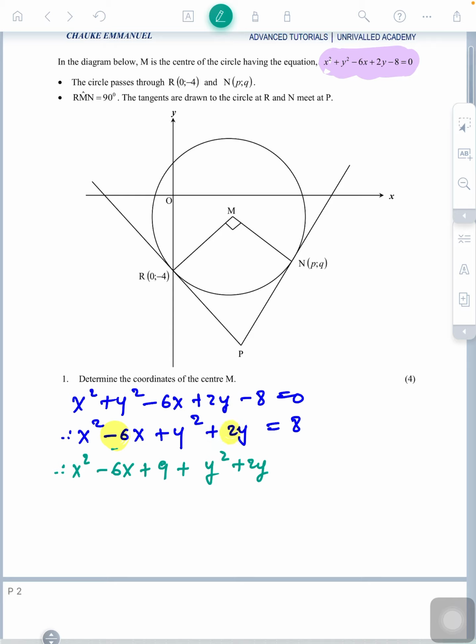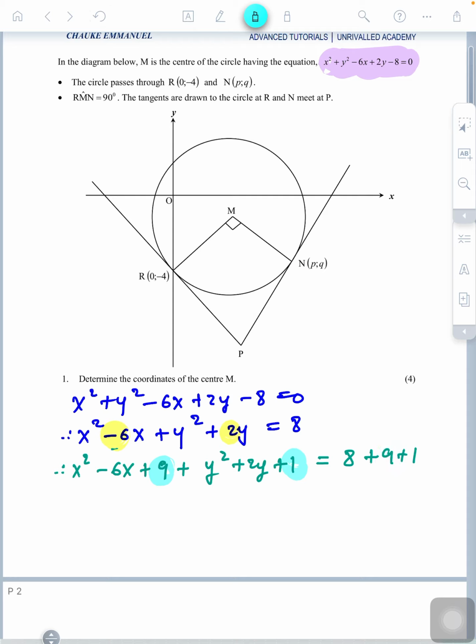So if you take half of 2, you're going to get 1, and you have to square that 1. Remember grade 11 stuff, and then you're going to get a +1. And then these numbers right here, I'm just going to highlight them. These numbers 9 and 1, they have to be added to both sides of the equation. So now you have positive 8, you must add positive 9 and positive 1. These numbers which I was telling you about, you must add them to both sides of the equation.